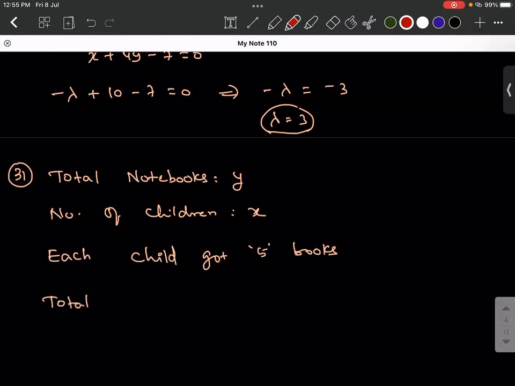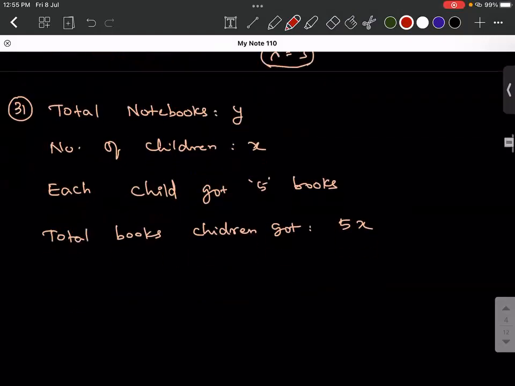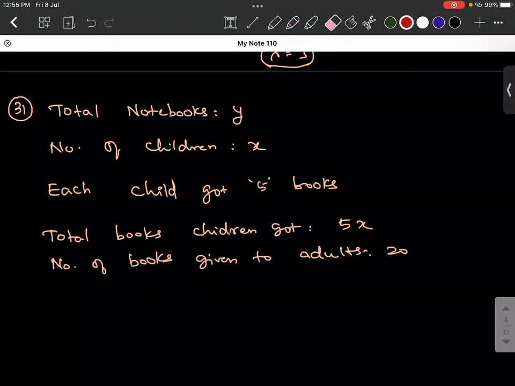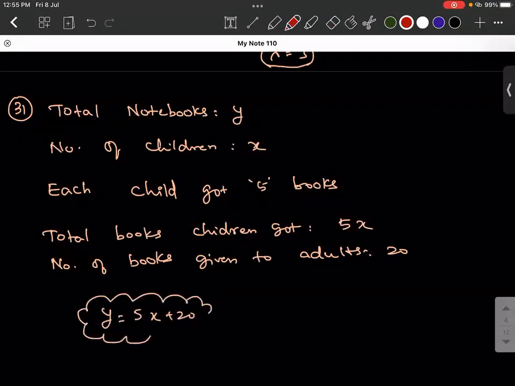Total books that children got is how much? 5x. So can you tell me now? Total books y is equal to 5x plus 20 notebooks given to adults. Is that right? Yes, sir. So y is equal to 5x plus 20. This will be the required answer.